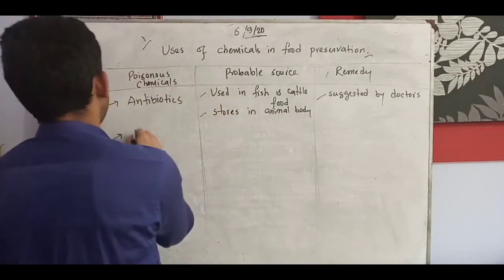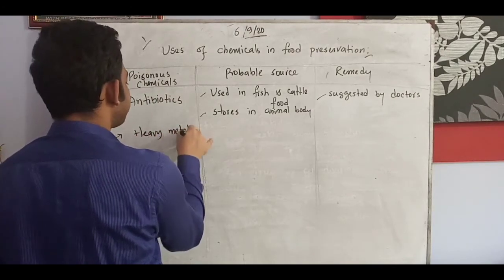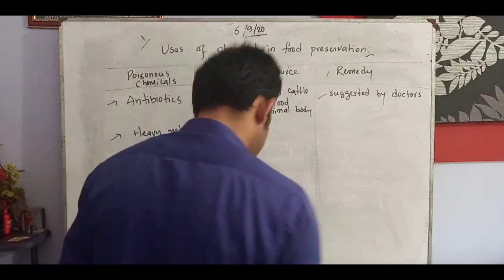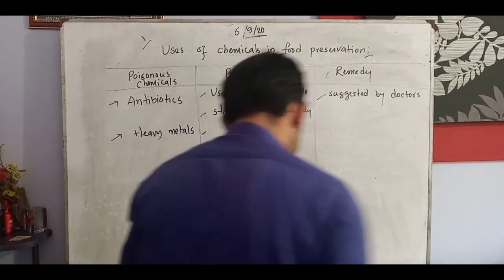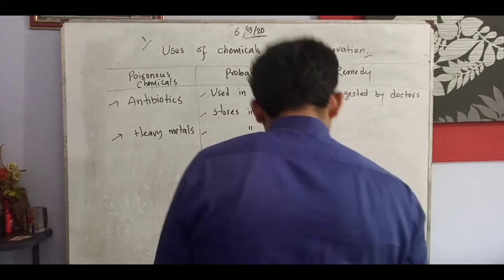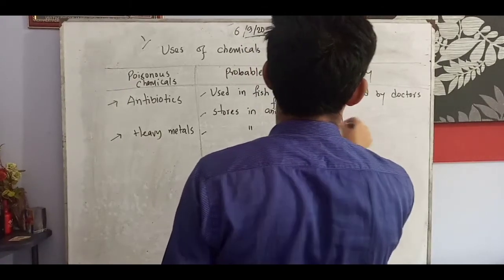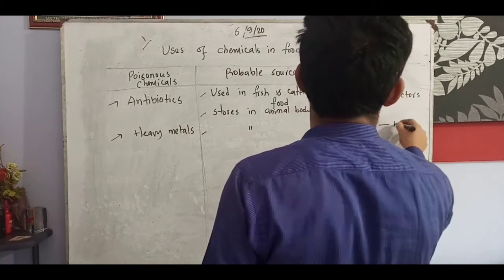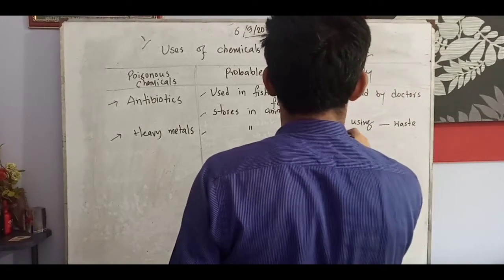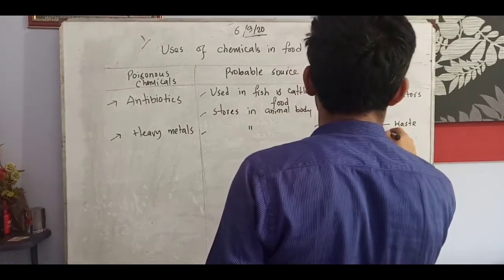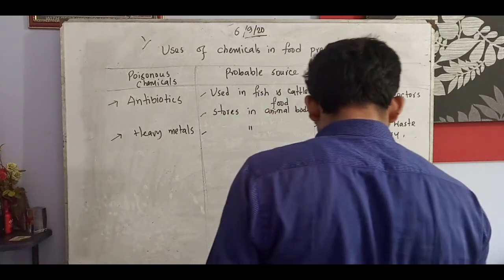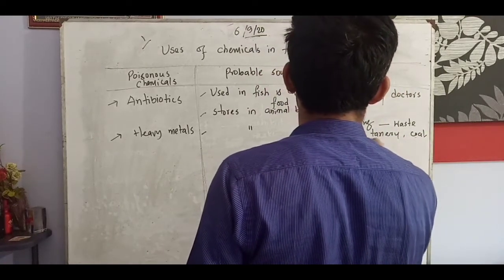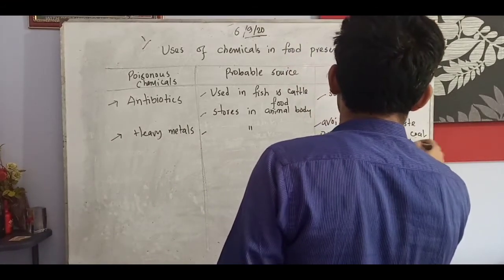Then heavy metals. There are lots of heavy metals we have seen. Heavy metals are also found in inedible components used in fish and cattle food, in a similar way. Avoid using, where? Avoid using waste product of tannery, coal, soil, feces of animals, etc. This needs to be understood.